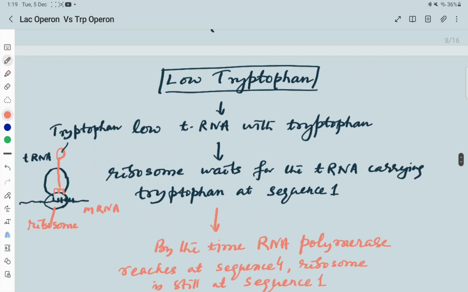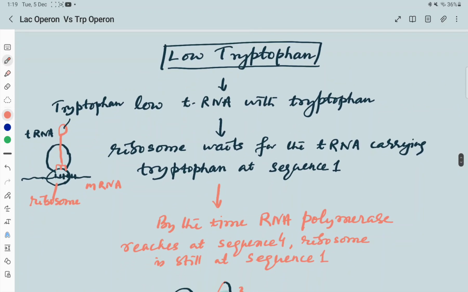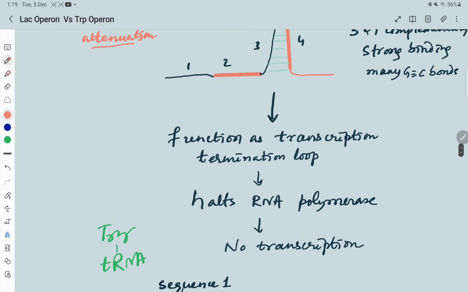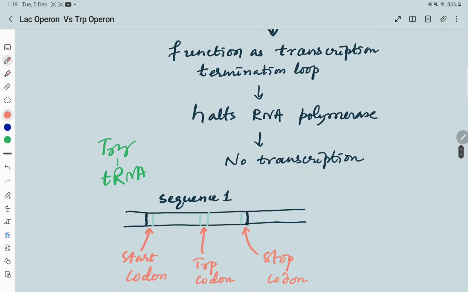So when there is low tryptophan, the tRNA with tryptophan is also low, and the ribosome waits for tRNA carrying tryptophan at sequence 1, where the TRP codons are there.